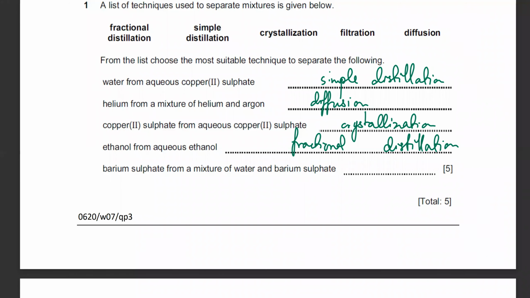So then you have barium sulfate from a mixture of water and barium sulfate. Barium sulfate is again something that's insoluble. So if that is insoluble, that would be filtration. You can filter it out.